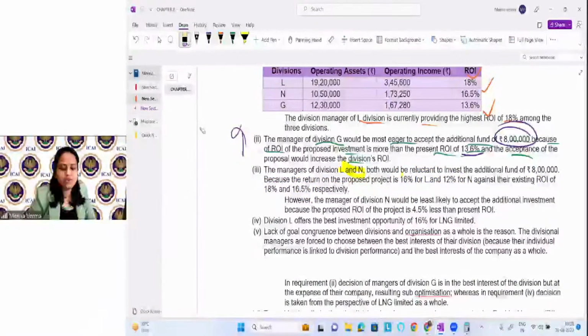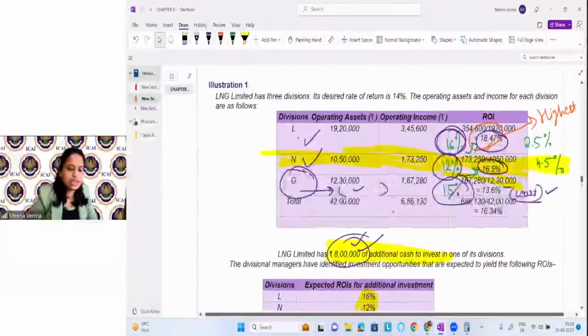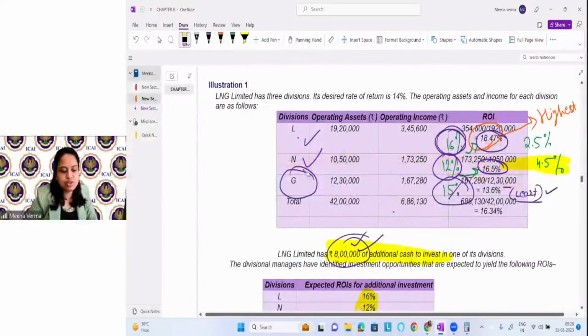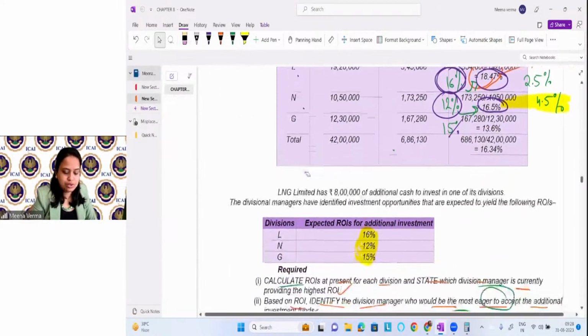So the point is that you have to check ROI should increase, not decrease. Okay. And especially out of them, this one will not be at all interested. Who will not be at all interested? At least N will not be at all interested, because his ROI will drastically reduce if he accepts the proposal. Okay, next question.